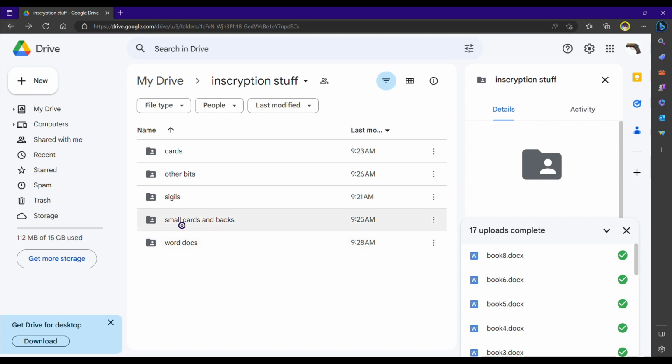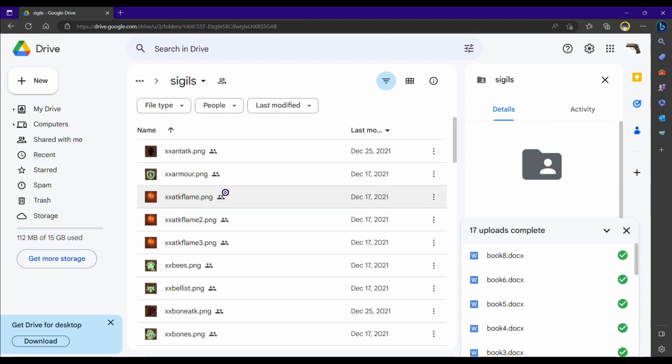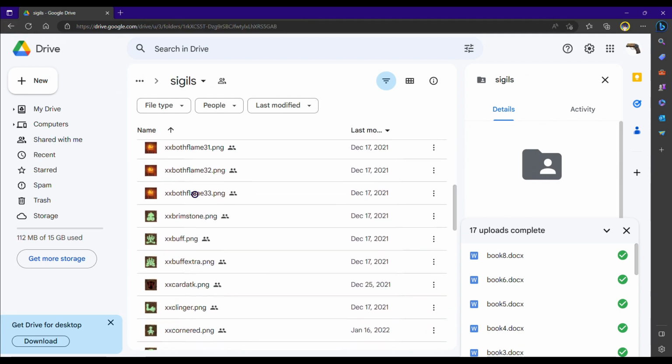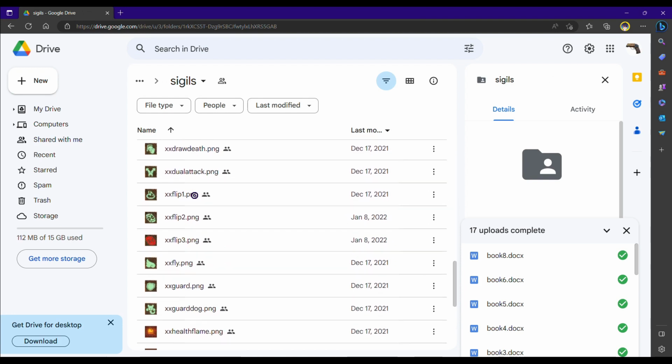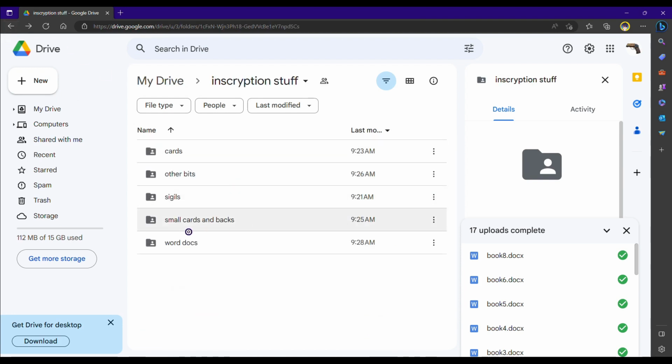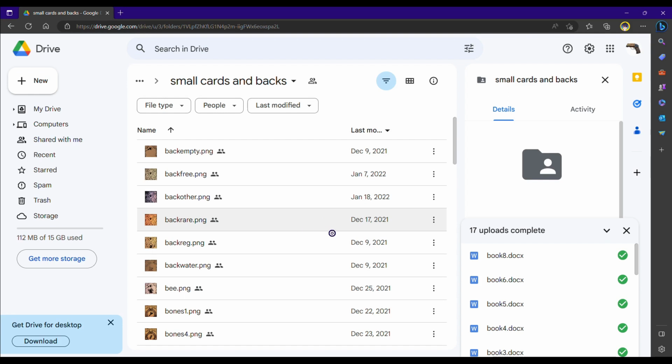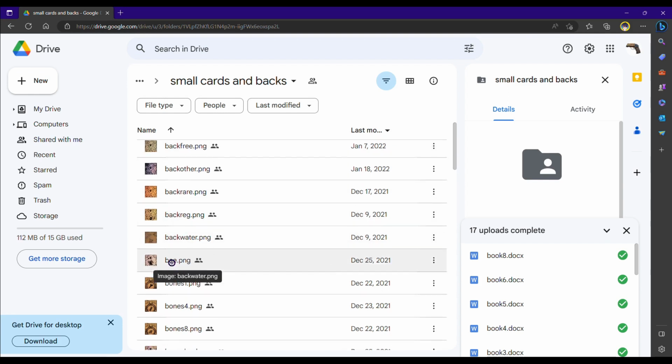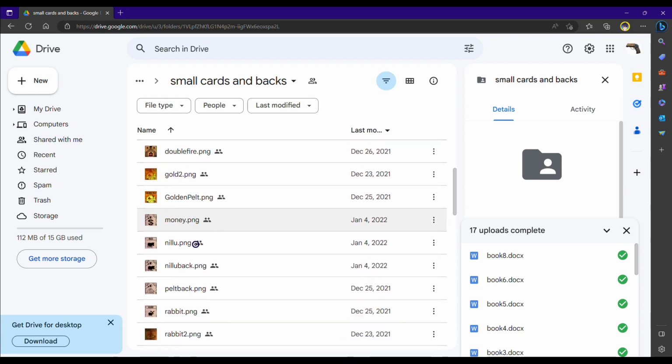But then, of course, we got the sigil add-ons. This is all the add-ons, not just sigils, but they're all in here. And small cards and the backs of cards. So here's the backs up top, and then down here is all the small cards.